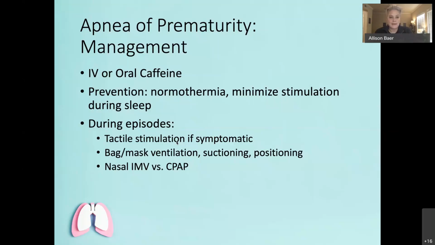And then during active episodes, like if they've gone apneic, the first thing is tactile stimulation. So, think of the typical CPR, like baby, are you okay? Give them a little rub, tactile stimulation. If that doesn't help, you can go on to bag mask ventilation, suctioning, making sure they're positioned well and that they don't have some kind of obstructive apnea that's adding on to the apnea of prematurity. And then if it's bad enough for some of these babies, they might need either nasal IMV or CPAP, so some kind of positive pressure to stimulate their breathing.